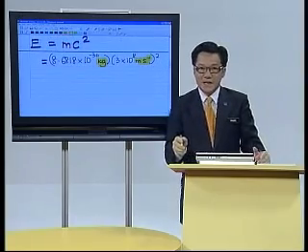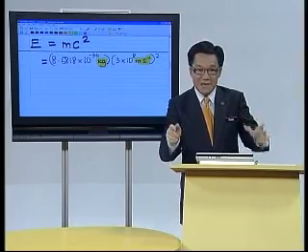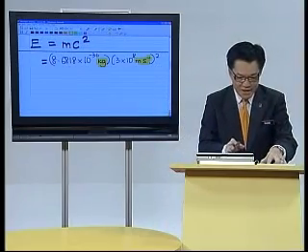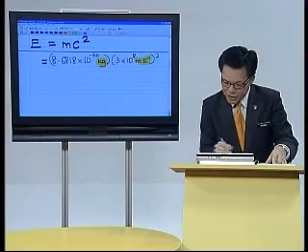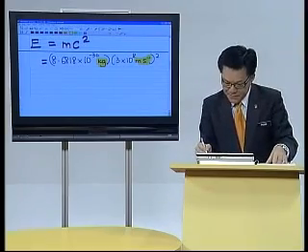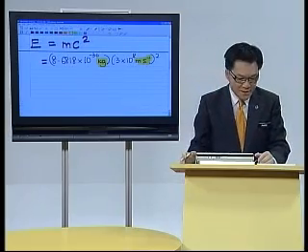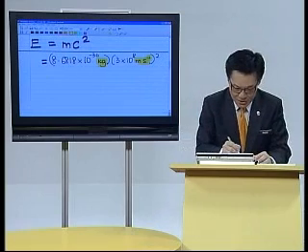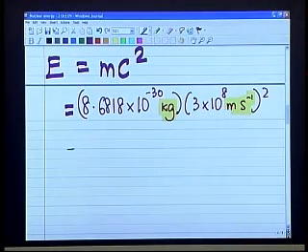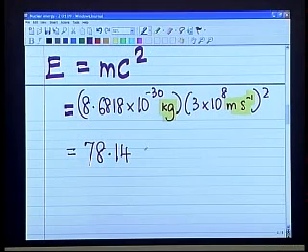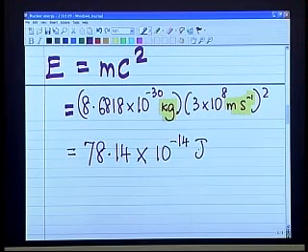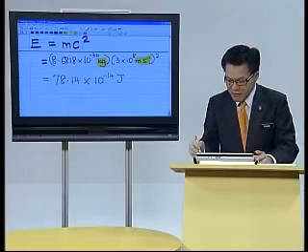It looks very simple, isn't it? As long as you don't make any careless mistakes. So after you have calculated this, make sure that everything is written correctly. You check it. After you have checked this, now you can use your calculator, not before this. Now you use your calculator and you write down the answer. You will get 78.14 times 10 to the power of minus 14 joules. Or you change it to standard form.